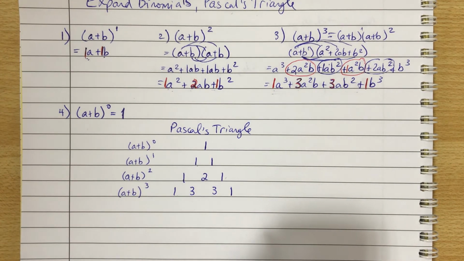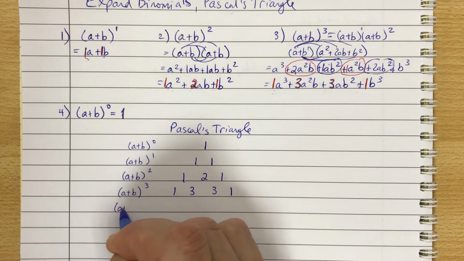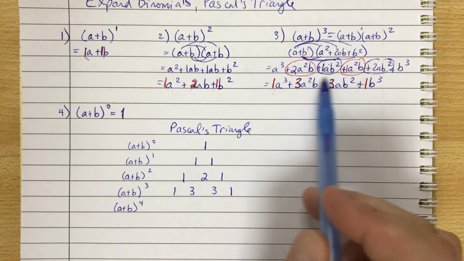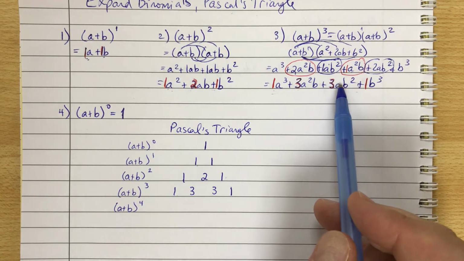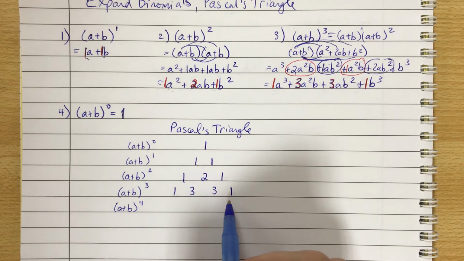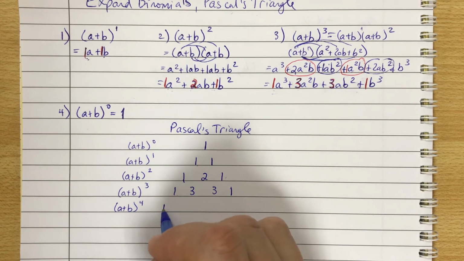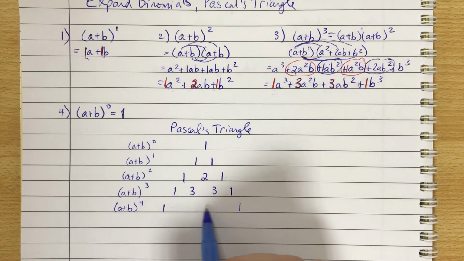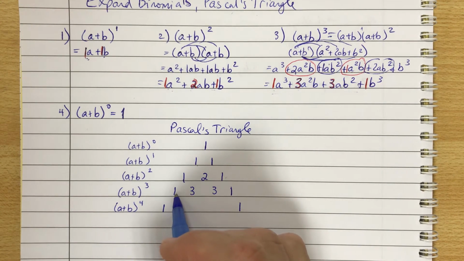Now, if we wanted to keep going here, if we want to do a plus b to the fourth, notice that it's getting longer and longer to multiply this out. But if we realize the pattern, the way that we continue with Pascal's triangle, we always start with the number 1, we always finish with the number 1. Now the numbers in between we get from adding the two numbers that are above.